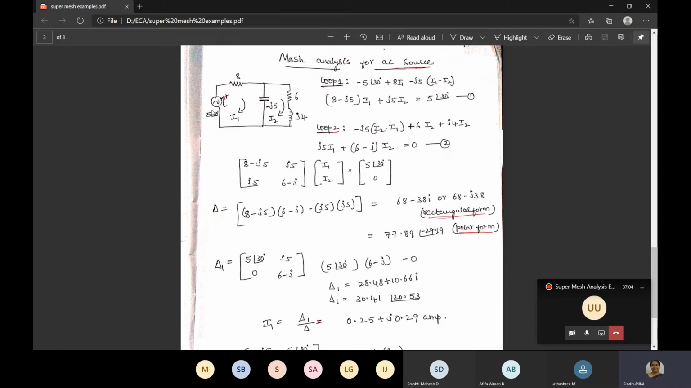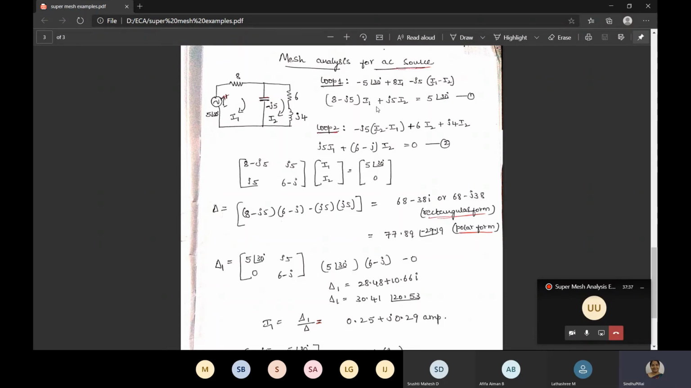Since for AC source the symbol is like that, they will give an arrow here. Okay, arrow is presented. The tail of the arrow is negative and the head is positive. So the current is entering the tail. Since it is negative, we have to write minus 5 at an angle 30. Next we have to write 8 into I1. Next is we have a capacitor. Capacitor has two currents, I1 and I2. So I'll write I1 minus I2. So minus J5 into I1 minus I2.